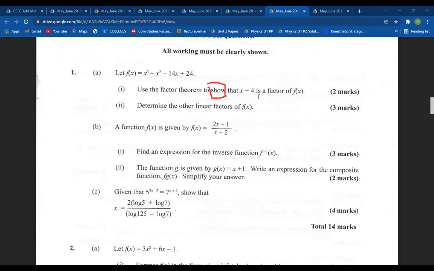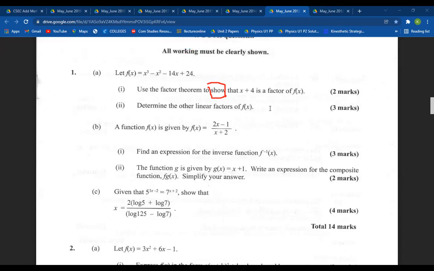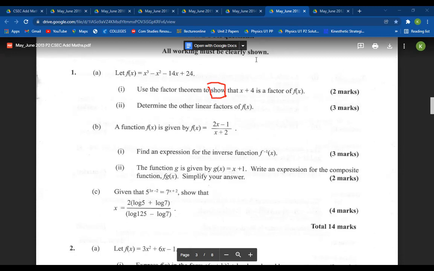Why am I telling you this? Well, if you did that whole process just now, the whole factor theorem thing, but you did not get your remainder to be 0, something is wrong. Why? Because they told you to show. Because they said show, they know for a fact that it is a factor, and they want you to show them that it is a factor. So if you got a remainder that is not 0, you did something wrong, you need to check it over.